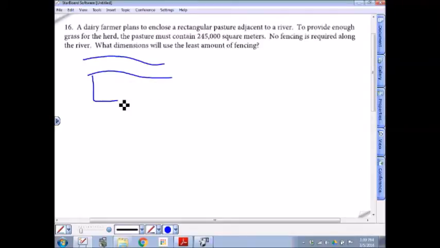We've got some river here with the pasture. Now it's supposed to be rectangular, so this side here and this side here are supposed to be the same length. That's one of the properties of a rectangle. Let's call that x. Now the amount to be optimized is perimeter. This is the primary equation. Perimeter, p, equals x plus 2y. That's the perimeter of this rectangular area.